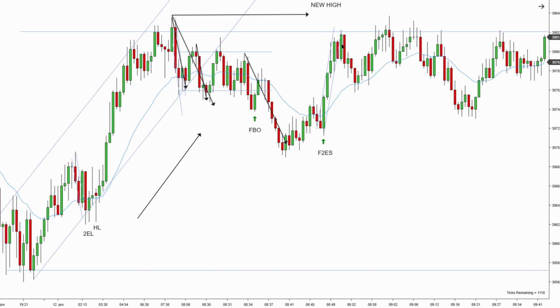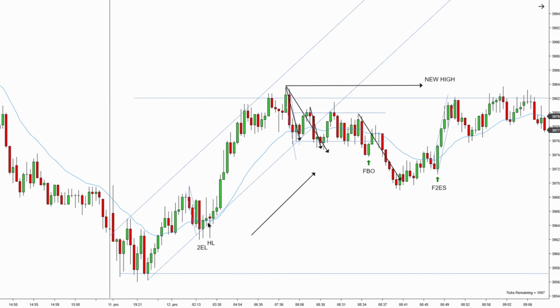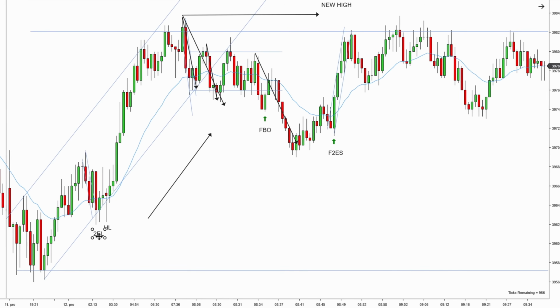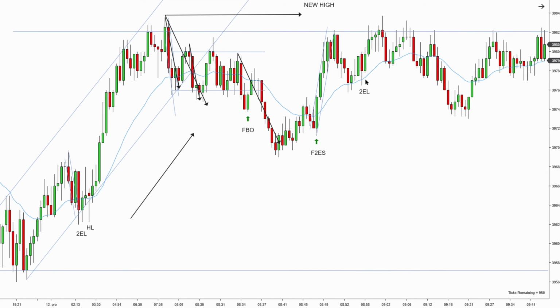So what am I doing? Well, I'm doing the same thing as I was all the way up to here. I'm just looking for two-legged pullbacks, higher lows to buy. So I'm going to reset the count. First entry long because we broke above this bar. This is the first bar we broke above. Pullback, second entry long.